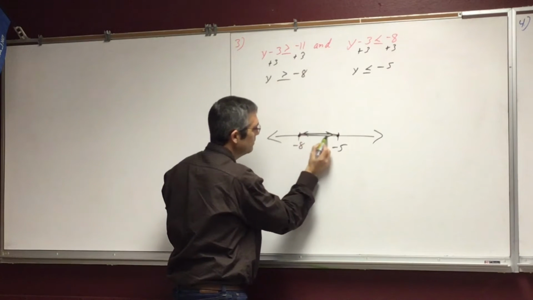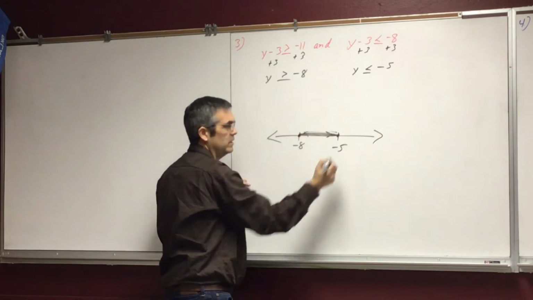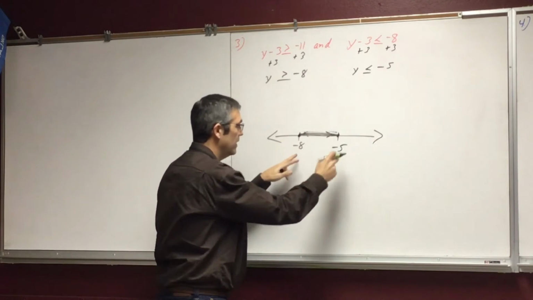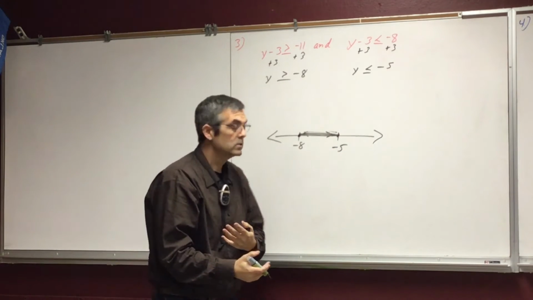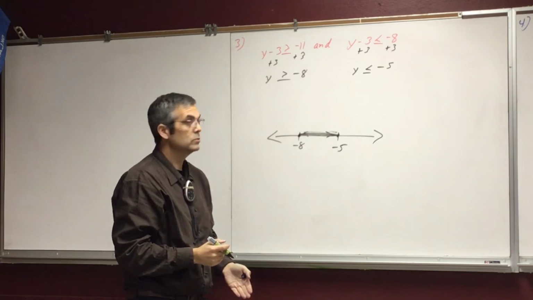Well, everything in between here. That's what it's saying. All of this right in here. So y can be any number in between negative 8 and negative 5, and it includes both negative 8 and negative 5. So anything in here works for y, and that's what you can have.